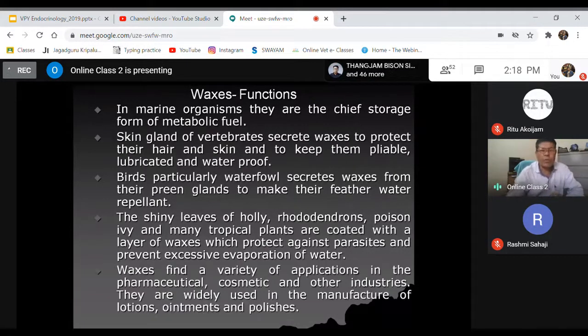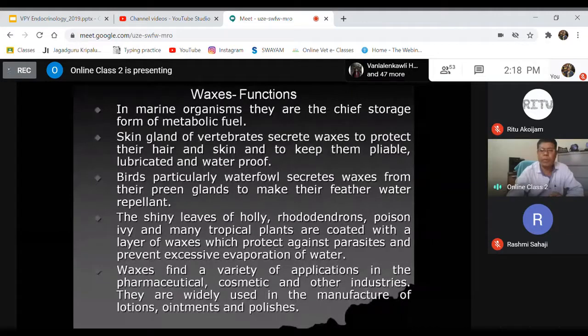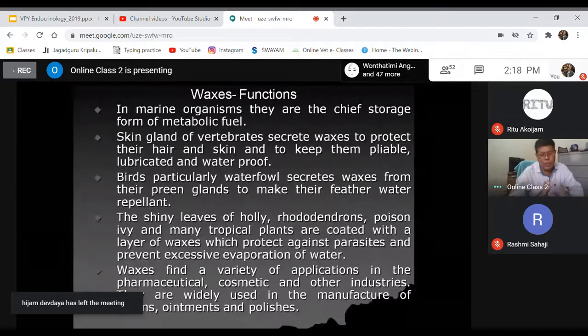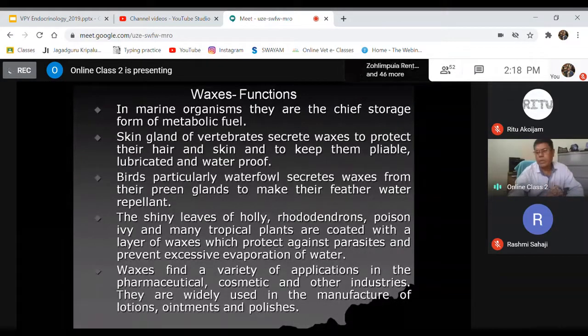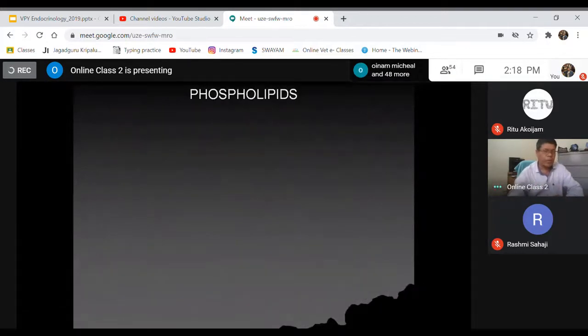The waxes find a variety of applications in the pharmaceutical, cosmetic, and other industries. They are widely used in the manufacture of lotions, ointments, and polishes. So these waxes are used for manufacturing certain materials like boot polishes, ointments, and lotions. So they have specific functions in the living organism, and they also have some importance in the industry. That's all about the simple lipids.